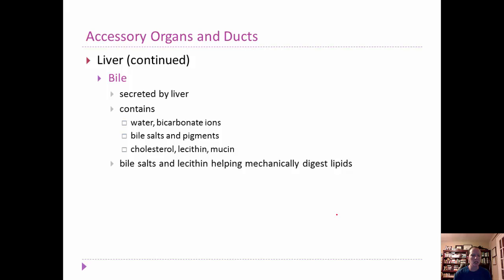These are going to be bilirubins that are going to give that coloration of bile, that kind of greenish coloration that we get there. Cholesterol, the lecithin, mucin as well. So we'll talk about these. That lecithin is going to be a phospholipid, and we'll talk about its role in helping digest lipids as well.